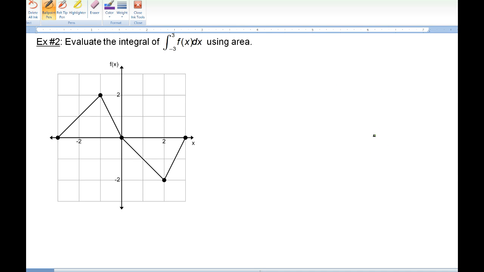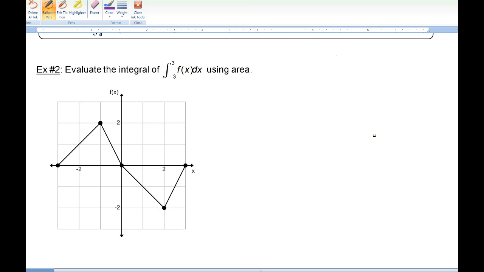So let me just explain. For example 2, we want to integrate from -3 to 3. So I want to find the area above and the area below. Any area that's above is going to count as positive. Anything that's below is going to count as a negative. So here, from -3 to 3 of f of x dx, I'm going to look at from -3 to 0.